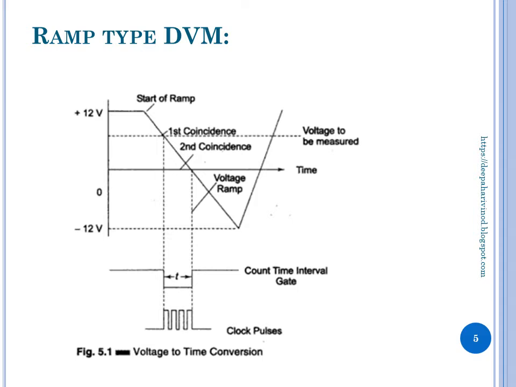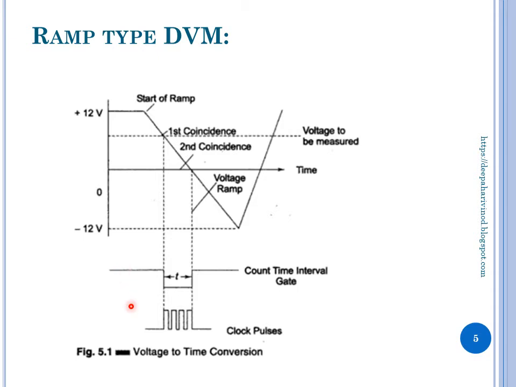In the beginning, the voltage is initialized, that is, the counter is reset to 0. The ramp voltage is continuously compared with the voltage being measured. This is the ramp voltage, and this is the start of the ramp. Till this point, the ramp voltage is continuously compared with the voltage to be measured.